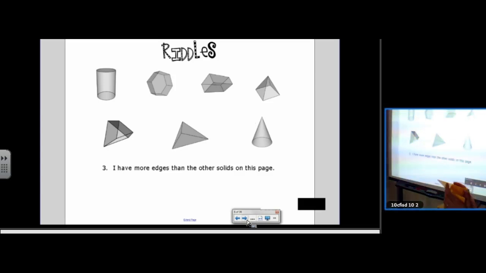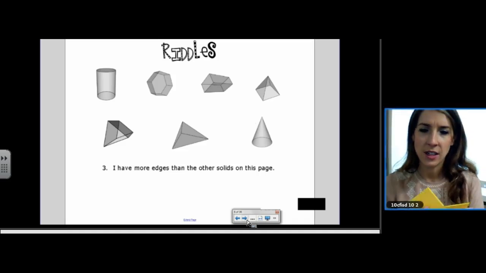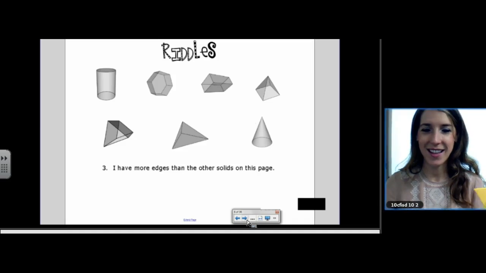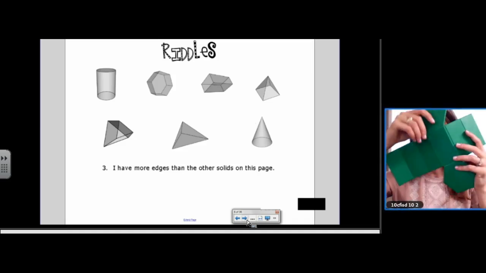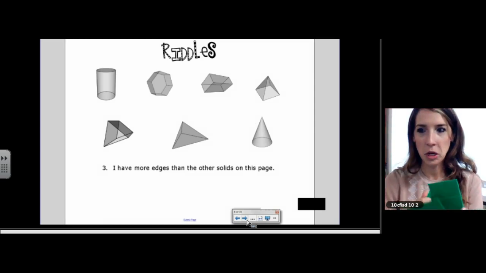I have more edges than the other solids on this page. More edges than any other solid on this page. Good. How many edges does a hexagonal prism have?